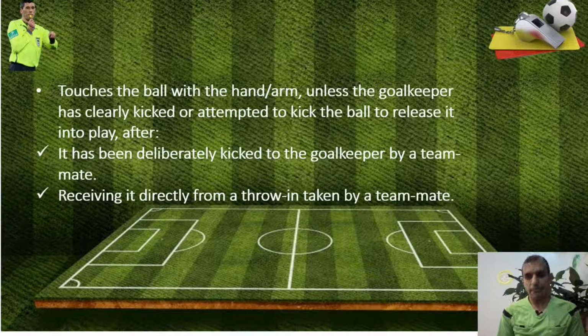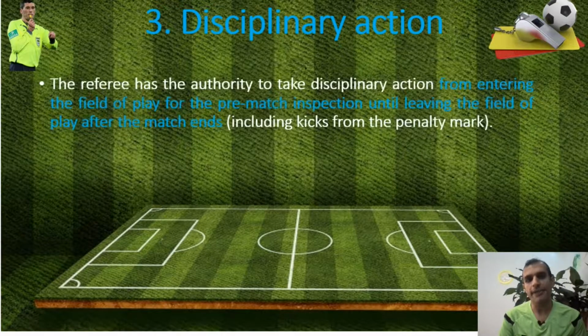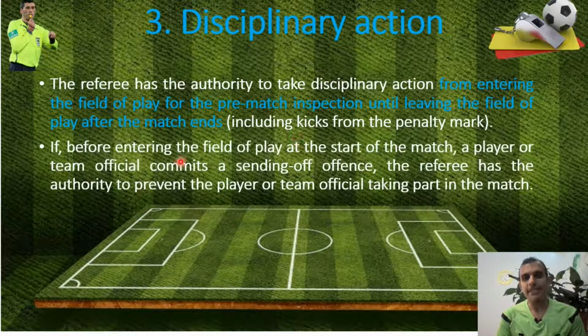And now number 3, disciplinary action. I mean the referee has the authority to take disciplinary action from entering the field of play for the pre-match inspection until leaving the field of play after the match ends, including kicks from the penalty mark. And also if before entering the field of play at the start of the match, a player or team official commits a sending-off offense, the referee has the authority to prevent the player or team official taking part in the match.